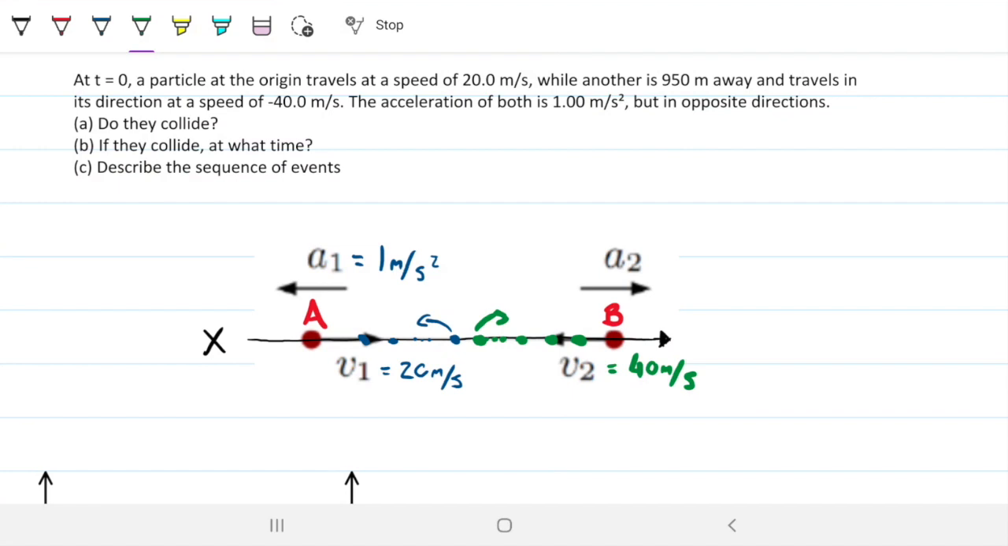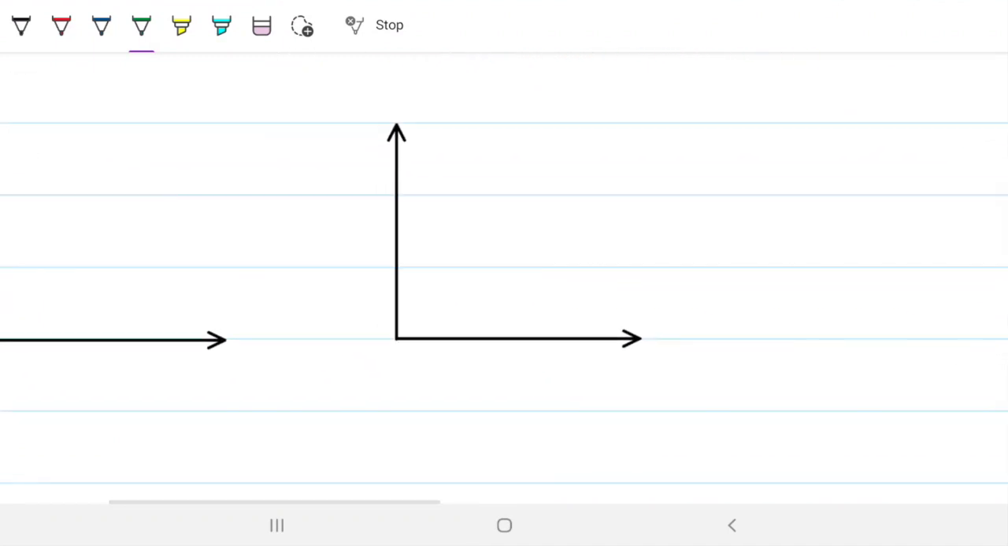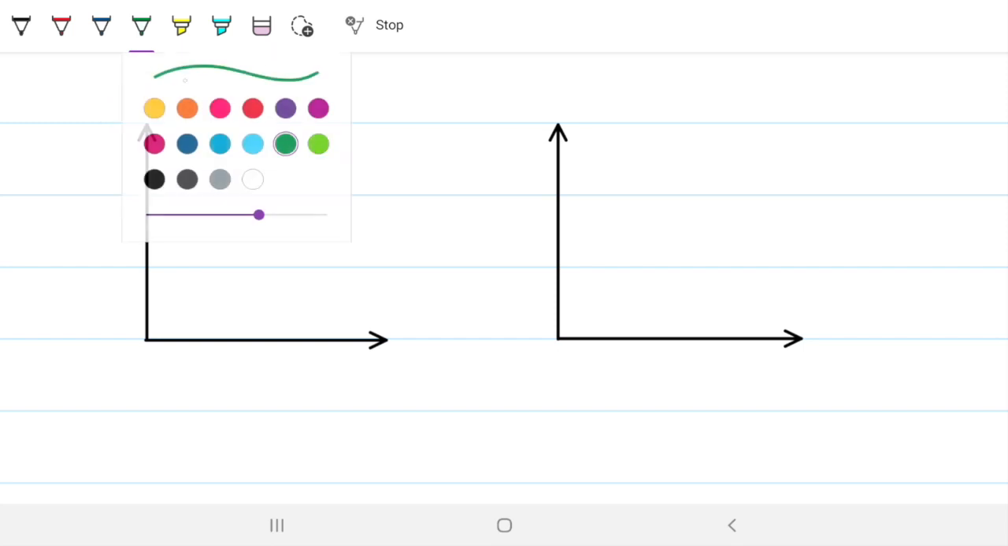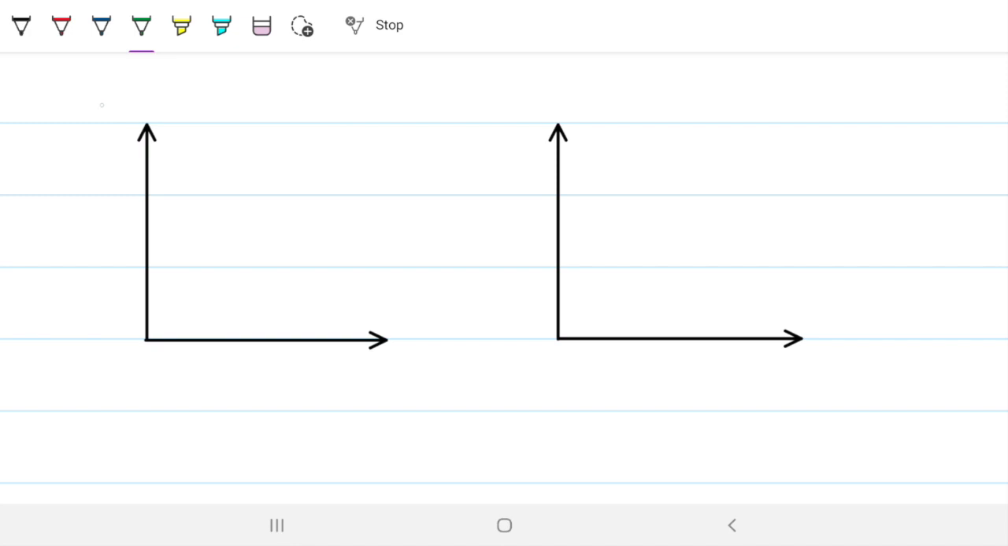Okay, and how can we do this? Well, probably the easiest way is to try to visually understand what's going on. So we drew these two graphs. On this first one, I'm going to be plotting time on the x-axis and x as position on the y-axis. And I'm going to be doing this for, this one is going to be a graph for A, particle A, and over here I'll do it for B.